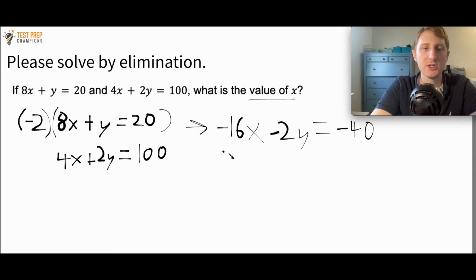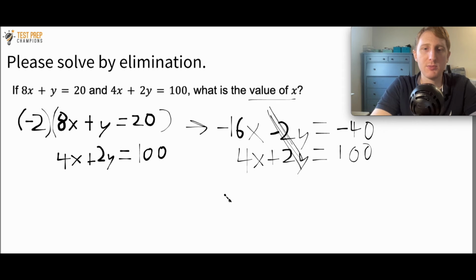So this equation 2, 4x plus 2y equals 100, I'm not going to change that. I'm just going to rewrite that down here. And so hopefully you can see that what I'm about to do is add these two equations. And since the y's are opposite, one is negative 2 and one is positive 2, the y's are going to cancel out. So what is negative 16x plus 4x?